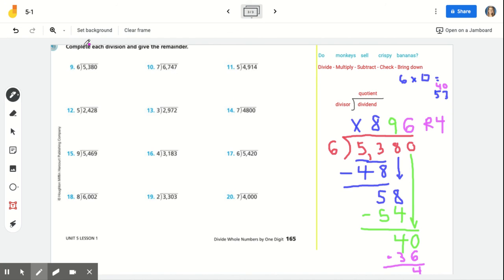And then the direction says, complete each division and give the remainder. We have a quotient with a remainder here, 896 remainder 4, and we just used the digit by digit method to solve. Go ahead and put that in your book and get ready to show your teacher your work. After we put that in our book, we want to see all your work, that you are in fact following along.